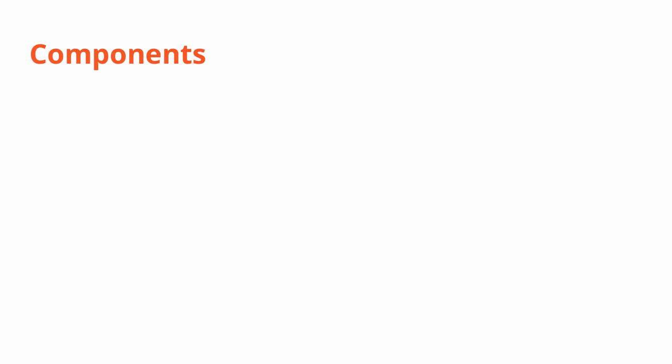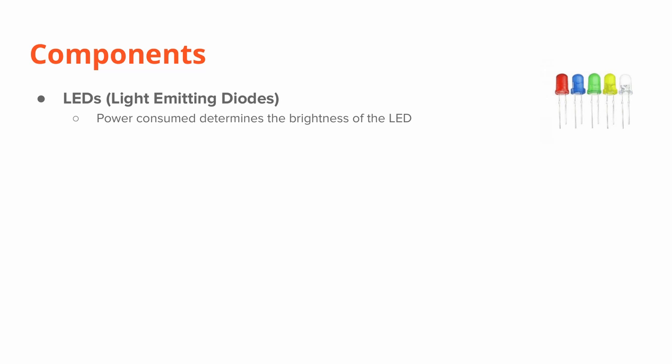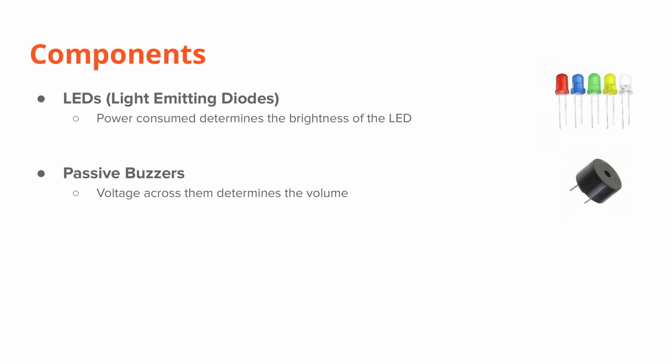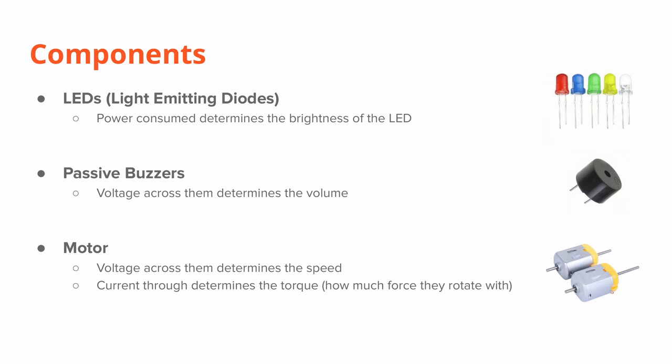Now we're going to talk about some electrical components that we have used in the past. As said before, all these components have a resistance value associated with them, and so they can be modeled in our circuit as a resistor. The different values that we've calculated, such as the current, voltage, and power of a resistor, can be translated into properties of these components. For instance, LEDs, or light-emitting diodes, have a brightness depending on the power consumed by the LED. Passive buzzers have a volume depending on the voltage across them. For motors, the voltage determines the speed of the motor, and the current determines the torque, or rotational force, of the motor. In a future video, we will show you real-world examples that demonstrate these characteristics.